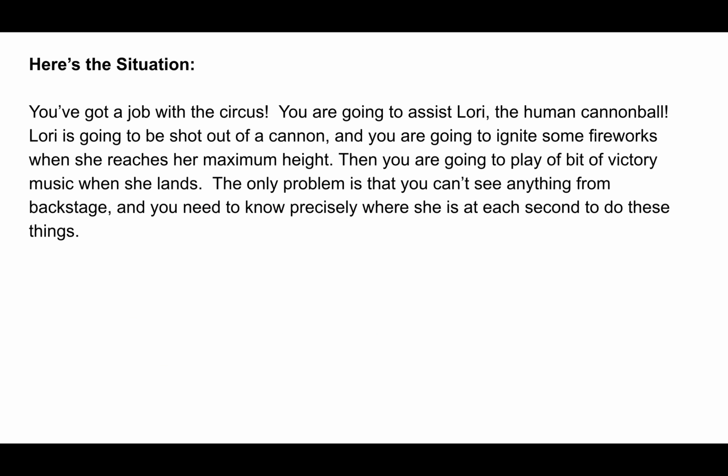So here's the situation. You've got a job with the circus, and you're going to assist Lori, the human cannonball. Lori is going to be shot out of a cannon, and you are going to ignite some fireworks when she reaches her maximum height. Then you're going to play a bit of victory music when she lands. But the only problem is you can't see anything from backstage, and you need to know precisely where she is at each second to do these things.